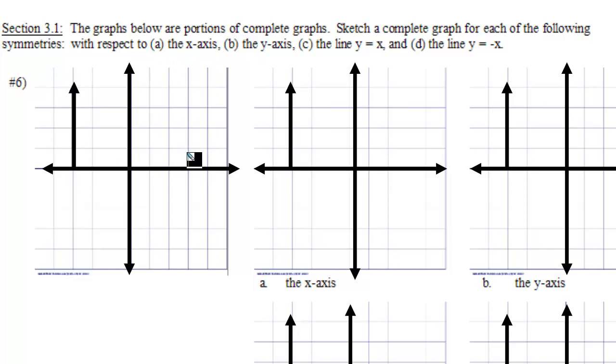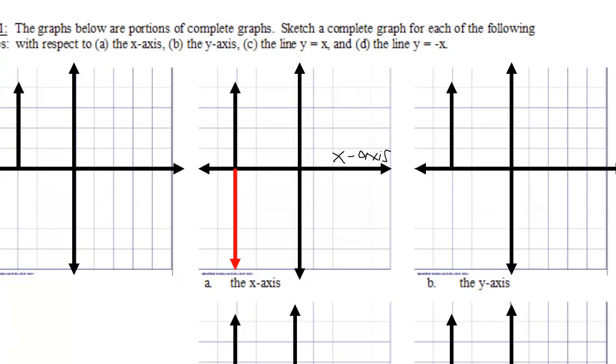A says symmetric with the x-axis. So here is the x-axis. If this is reflected over it, it would be down here. So the yellow and the black together make the complete graph. B is the y-axis. So if this black ray is reflected, it would be over here. It's the same distance from the y-axis. The red and the black together make the complete graph.